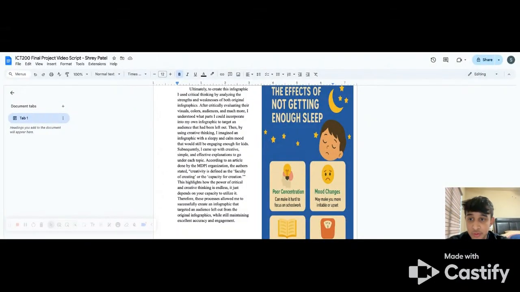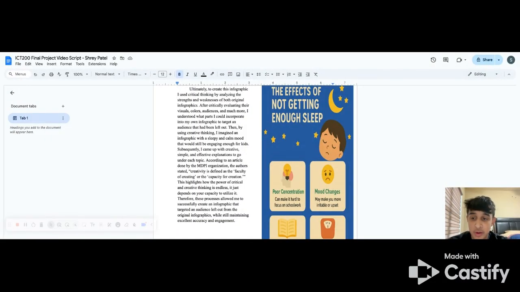Ultimately, to create this infographic, I used critical thinking by analyzing the strengths and weaknesses of both original infographics. After critically evaluating their visuals, colors, audiences, and much more, I understood what parts I could incorporate into my own infographic to target an audience that had been left out. Then, by using creative thinking, I imagined an infographic with a sleepy and calm mood that would still be engaging enough for kids. Subsequently, I came up with creative, simple, and effective explanations to go under each topic.